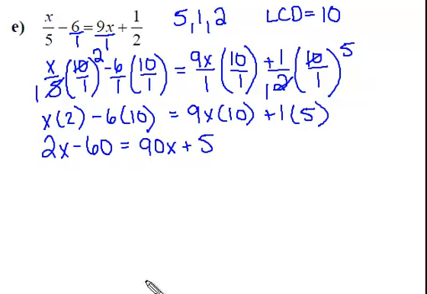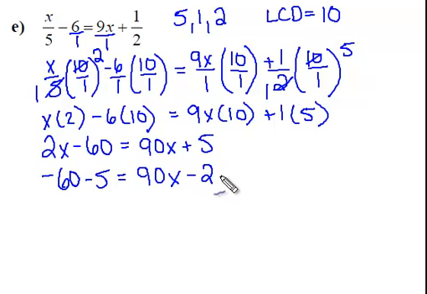What I want to do now is I want to collect my like terms on the same side of the equation. I'm going to bring my constants over to the left and I'm going to move my x's over to the right. So negative 60 is going to stay on the left. In order to move this positive 5 over, I'm going to have to subtract 5 from both sides. So I'm going to go ahead and do that. I'm going to leave my 90x right here. And in order to move this 2x over, I'm going to need to subtract 2x from both sides.